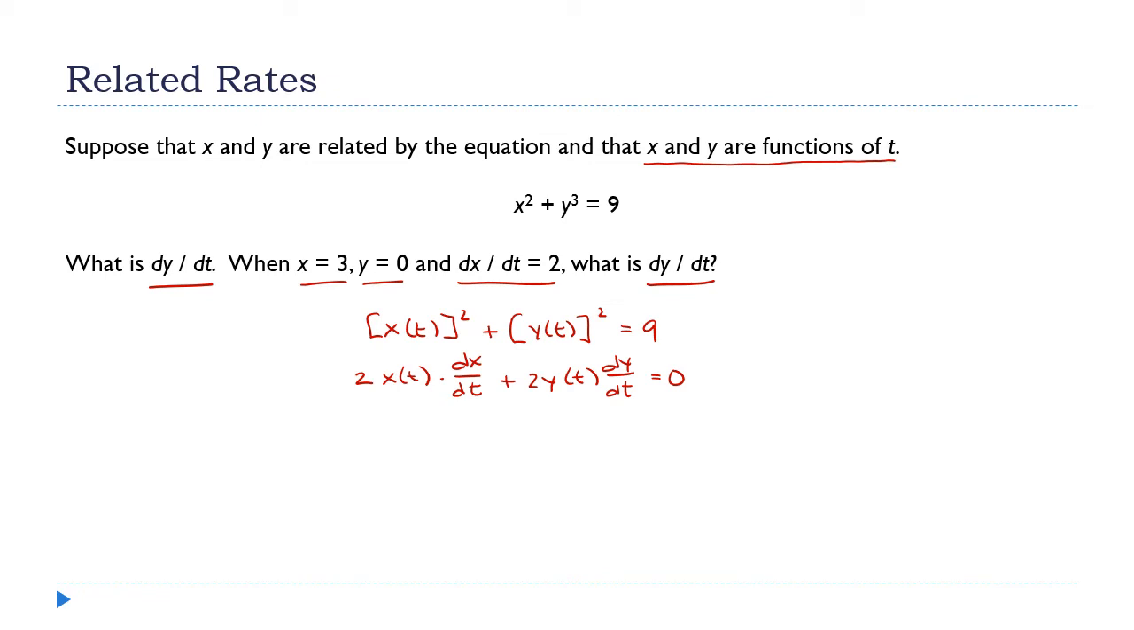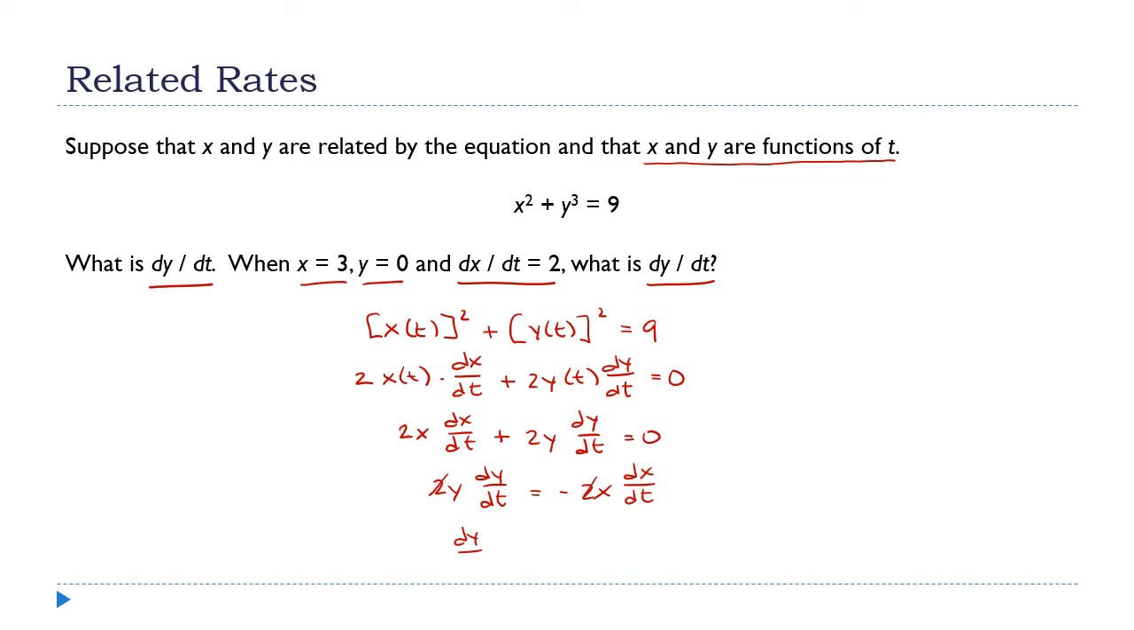Okay, so now again, I'm going to clean this up. Let's just make this 2x dx/dt plus 2y dy/dt equals 0. And the first thing I was asked is what is dy/dt? So I'm going to solve this for dy/dt. Let's move the 2x dx/dt over. 2y dy/dt equals minus 2x dx/dt. Now the 2's cancel, right? And let's divide both sides by y.